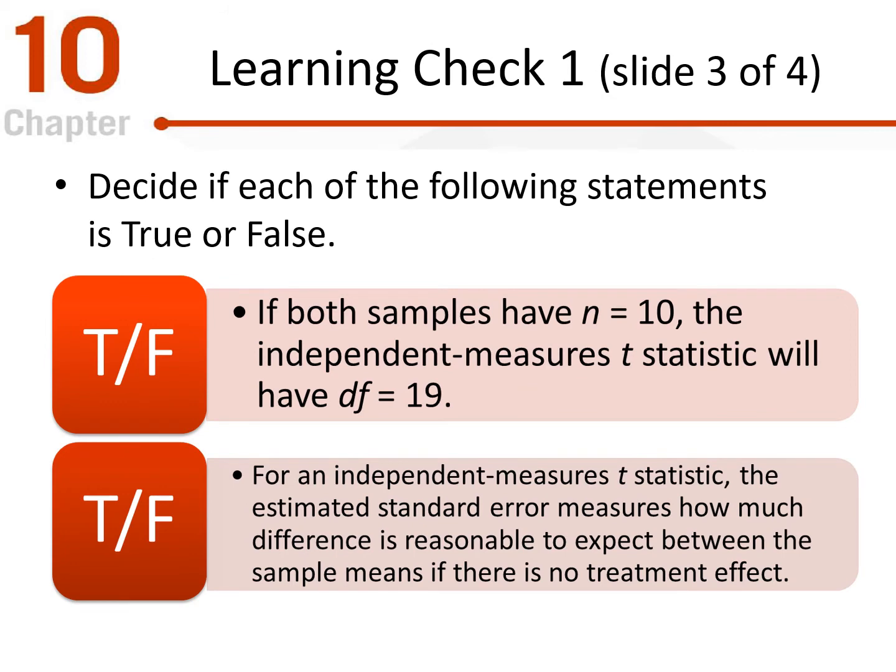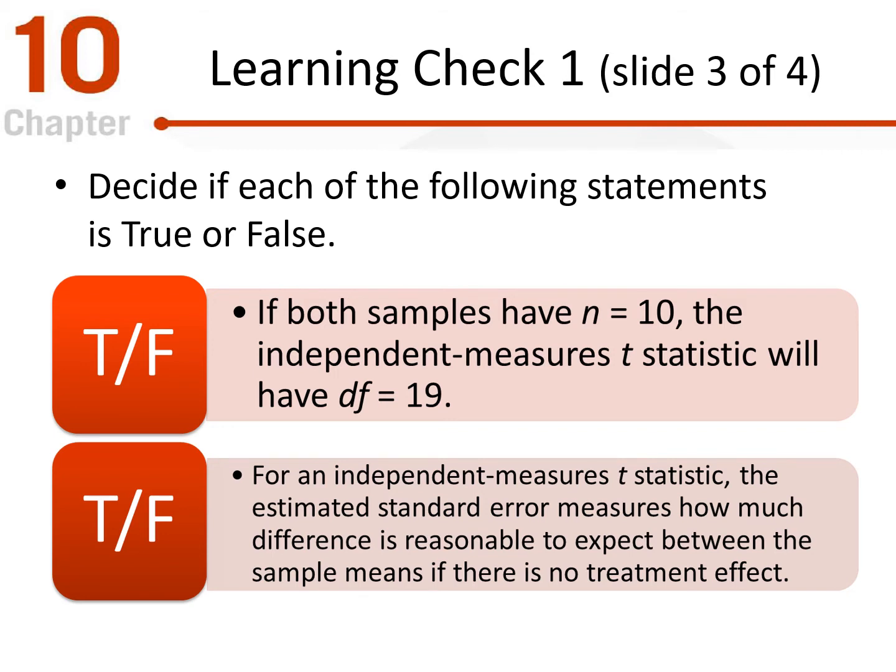So let's review these two true-false questions. The first question: if both samples have a sample size of 10, the independent measure's t-statistic will have a degrees of freedom of 19. Well, the formula for degrees of freedom is n1 plus n2 minus 2. So 10 plus 10 minus 2 does not give me 19.